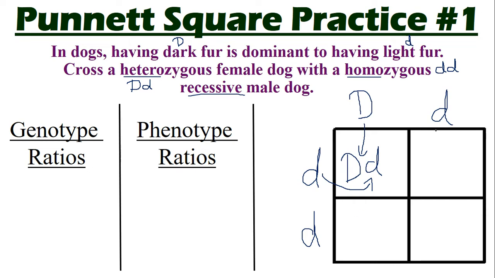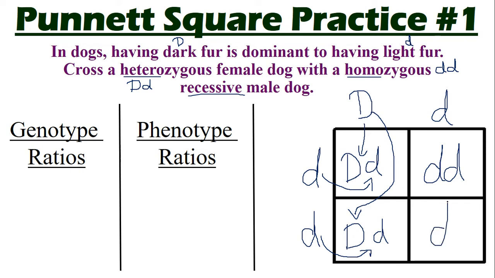All right. If we continue down, the capital D is going to come down here, and the lowercase d is going to come over like this. Then in this box here, lowercase d is going to come over, lowercase d is going to come across, so we just write two lowercase d's. In the last box, lowercase d is going to come over, lowercase d is going to come down, lowercase d, lowercase d. And so we solved the Punnett square here.